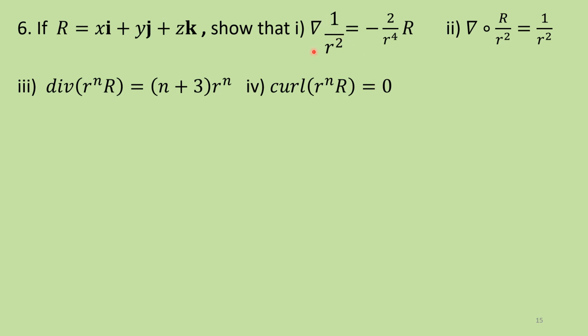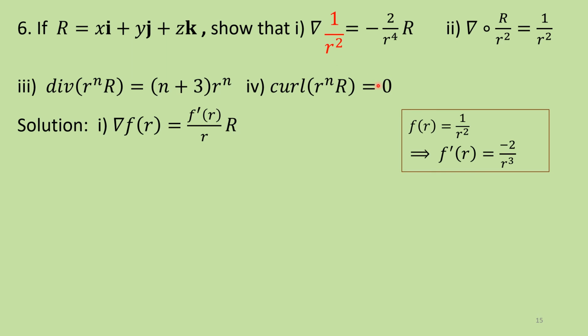So let me now take the first problem, the gradient of 1 by r square. As all of you know, whenever f of r is there, you can use this result: gradient of f of r is f dash of r by r into vector r. Here f of r is nothing but 1 by r square. Differentiate that once, it gives minus 2 by r cube. Substitute here, minus 2 by r cube by r, that is minus 2 by r power 4 into vector r, as expected.